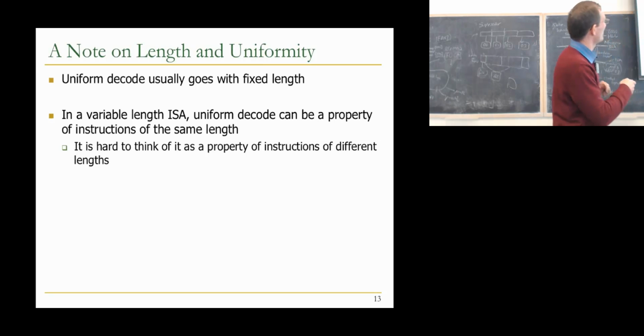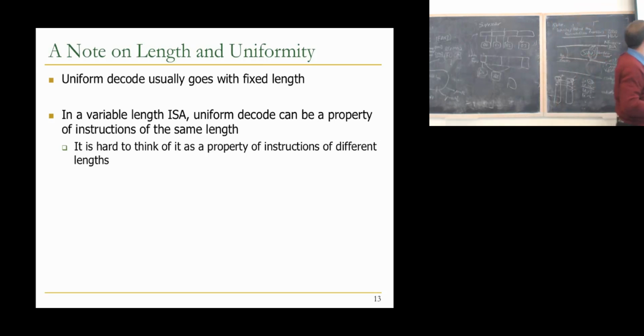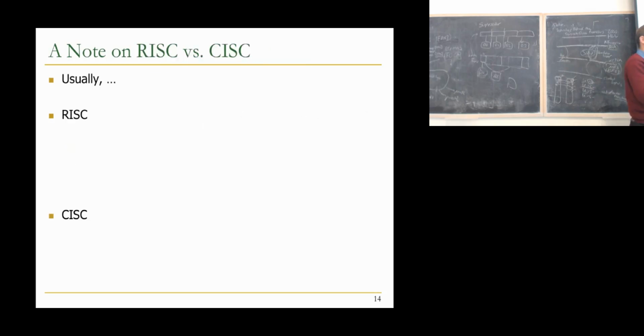Okay, so in a variable length ISA, uniform decode can be a property of instructions of the same length. If you have instructions of different lengths, it's very hard to think of uniform decode, because instructions are different lengths to begin with. Usually these are different philosophies, right? RISC is intended to give more power to the compiler and less complexity to the hardware. CISC is intended to do a lot more on the hardware side, to have complex instructions and also get other benefits.